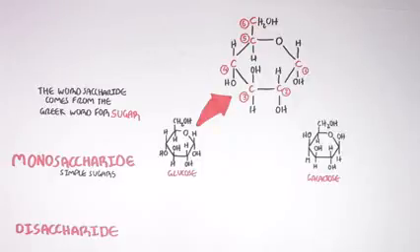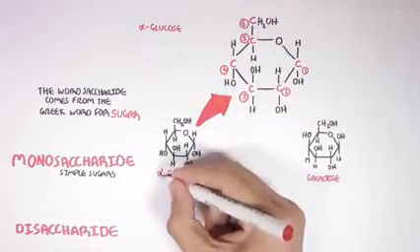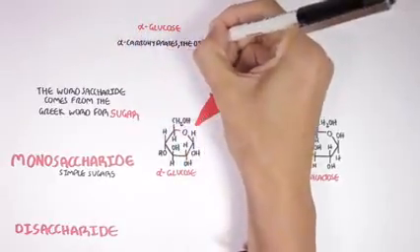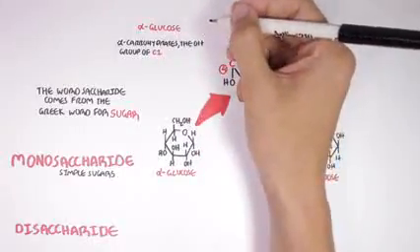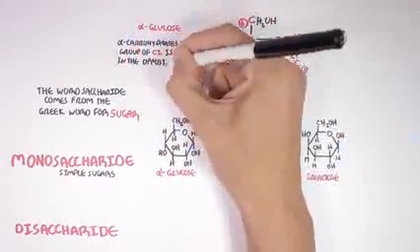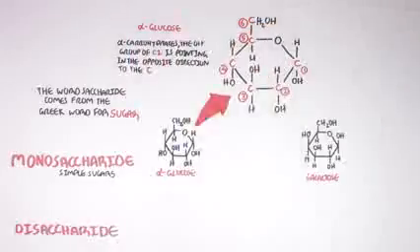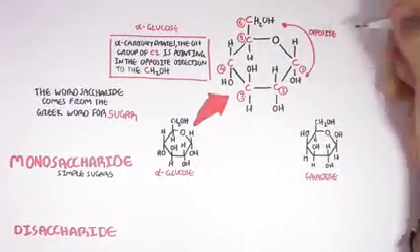This particular type of glucose is actually an alpha glucose because it has an alpha configuration. In alpha carbohydrates, the hydroxyl group, the OH group of carbon number 1, is pointing in the opposite direction to carbon number 6. So these are opposite each other.